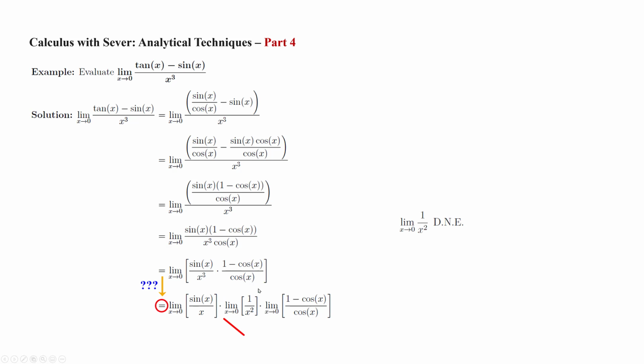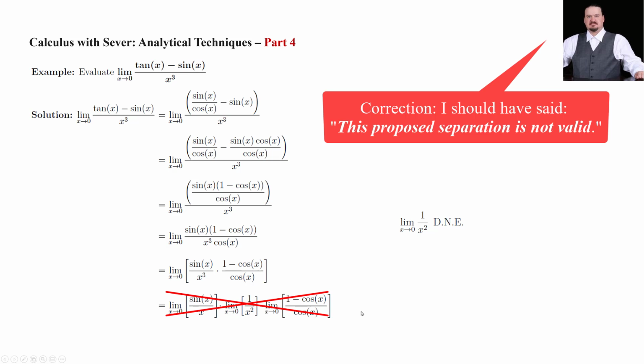In fact, we know this limit of this middle term does not exist. That says this separation is not justified. And it would be a mistake to say 0 times anything would be 0, right? Because this is not a number. So 0 times something that's undefined, that's a nonsensical operation. So this separation does not exist. So we need to think about a different way to break this up.